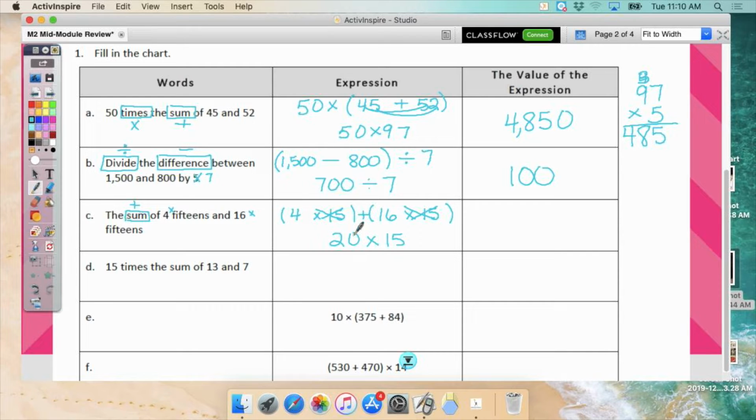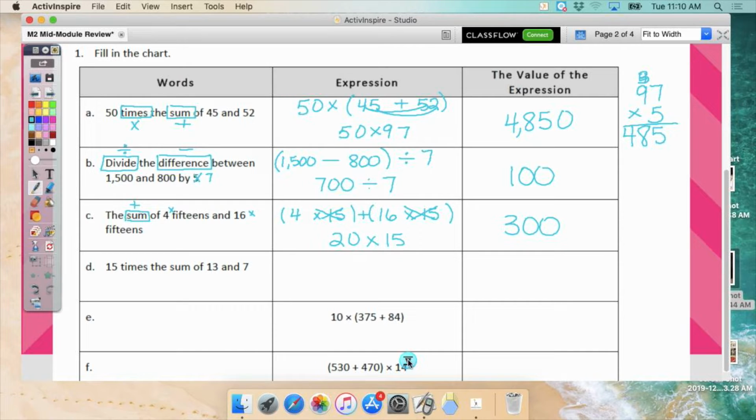Now, is that problem pretty easy to solve? I could do 2 times 15. What's the answer? 30. Add a 0. Very good. So these 4 15 and 16 15s, remember, it's easier to add or subtract first. And we'll have another one like that in just a minute, okay?